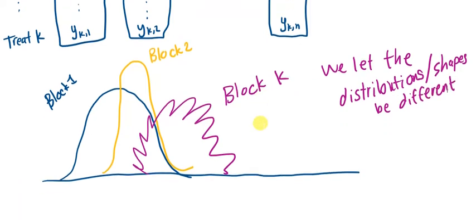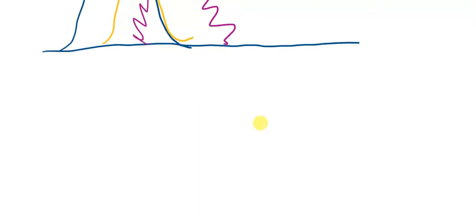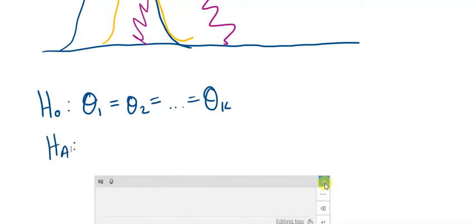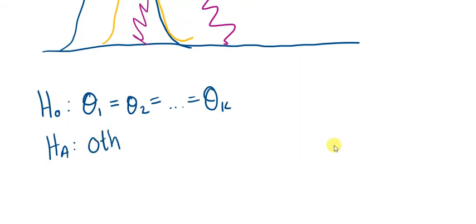Now the null and alternative hypotheses in this setup: we have H0, which is that the medians of treatment 1, treatment 2, all the way to treatment k are all the same, and the alternative is that at least one is different from another, or you could just say otherwise.